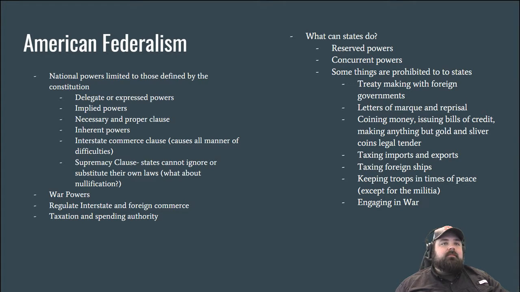The federal government. States also cannot tax imports and exports. That's a strictly federal thing. Louisiana couldn't issue a tariff on sugar imports from Mexico. Only the federal government can do that. No taxation of foreign ships can occur. Again, it's just like imports and exports. The state of Louisiana can't tax foreign ships for coming into port.